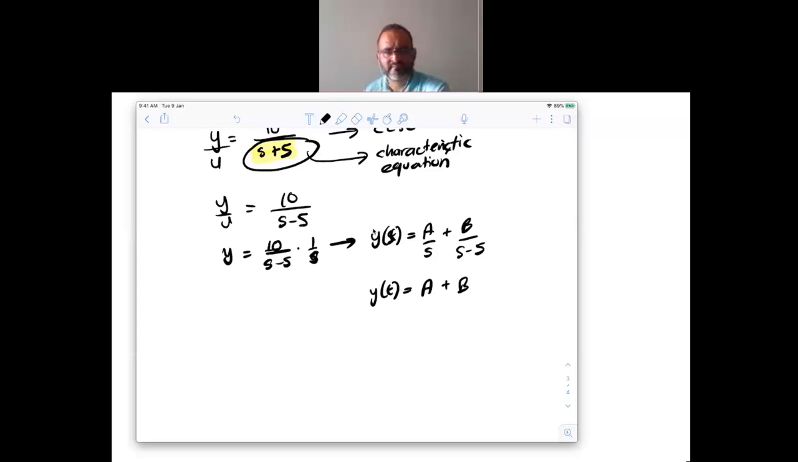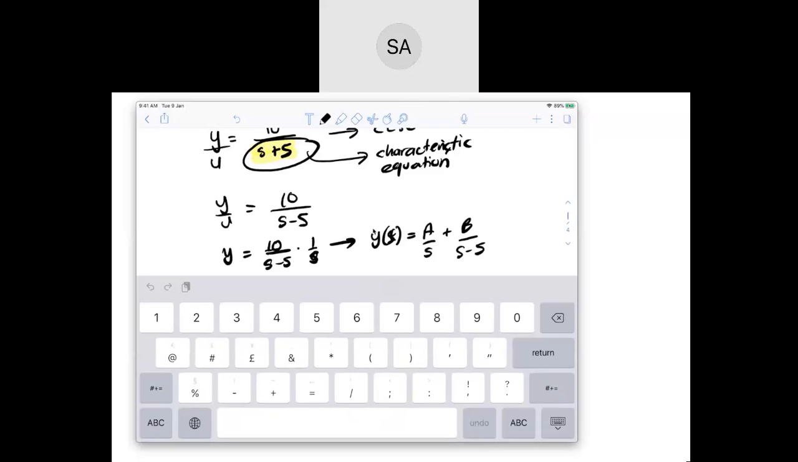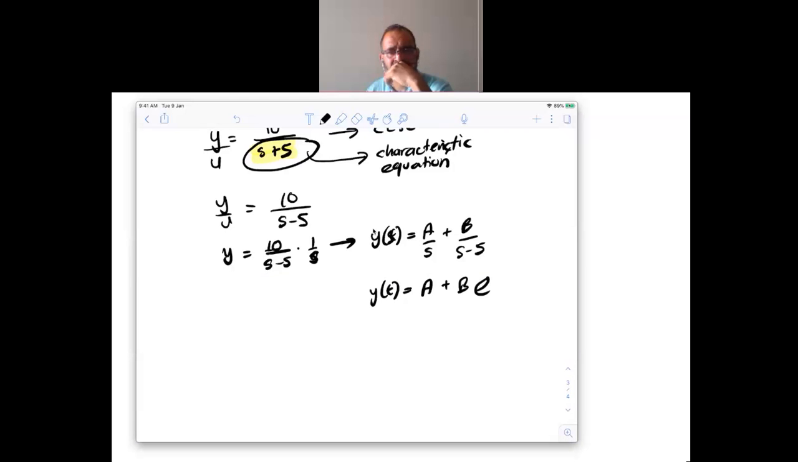As for b, it doesn't matter whether it is negative or positive, because it doesn't affect stability. What affects stability is the exponential of positive 5t. That will make my system unstable. This is the major part. Instead of giving a negative exponential response, it's going to give me a positive exponential response, so the system is going to be unstable due to this part.